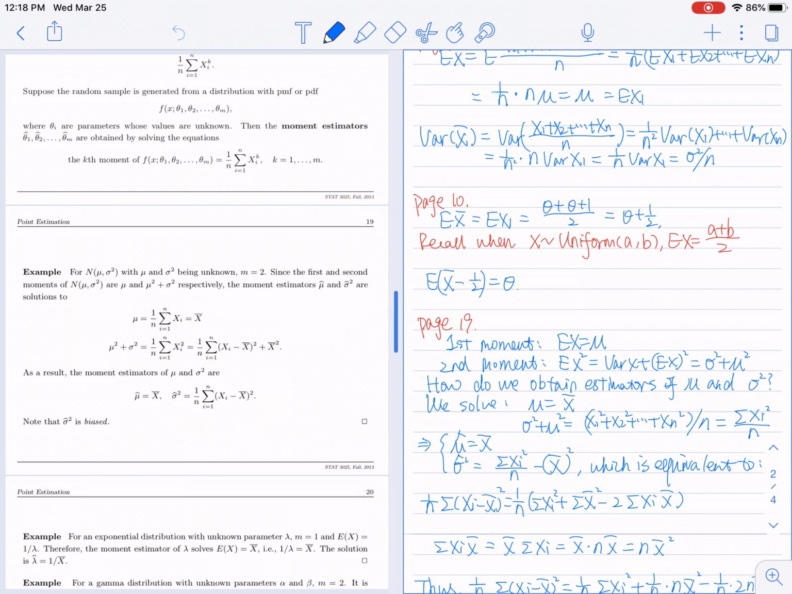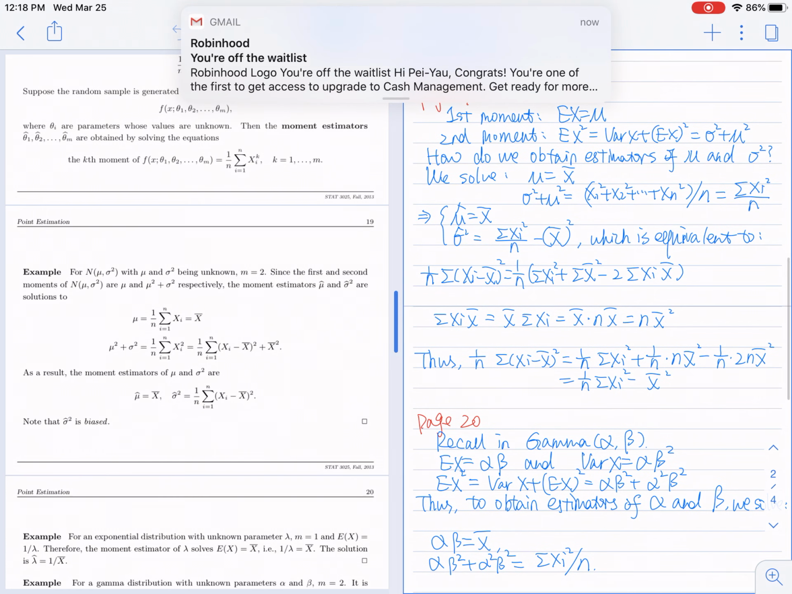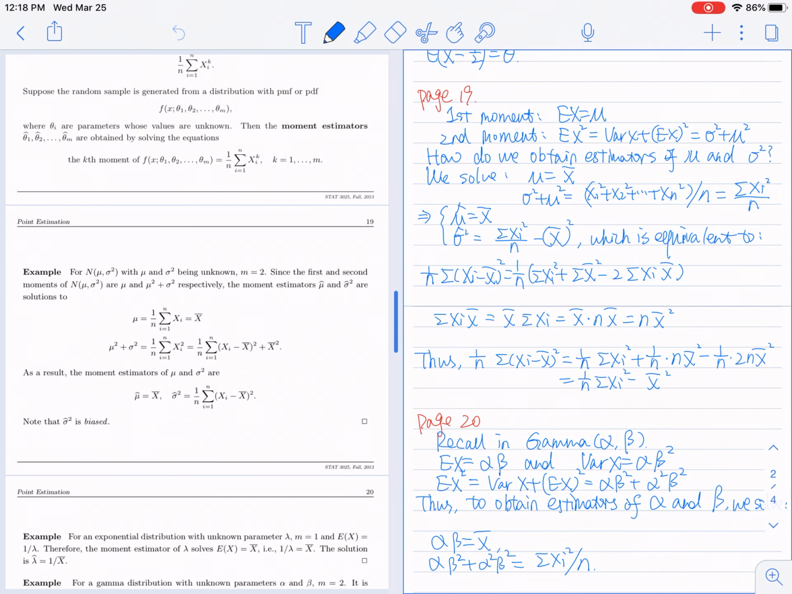And then according to page 18, we need to solve mu equal to x bar and sigma squared plus mu squared equal to the summation of xi squared divided by n. So by solving these two equations, we are able to get estimators of mu and sigma. And the details are also written in the note.